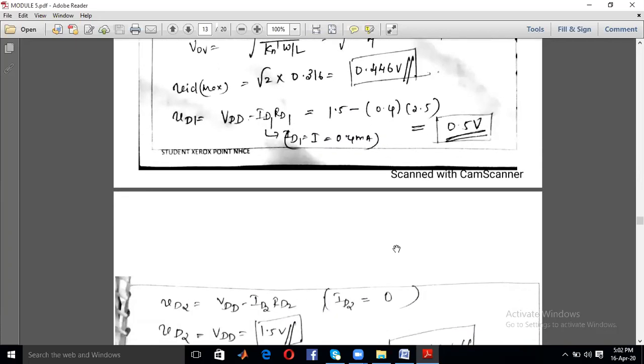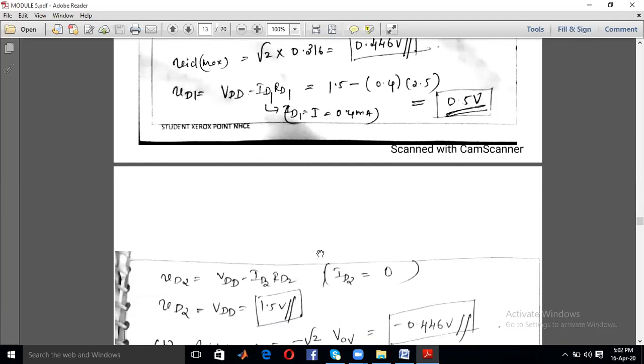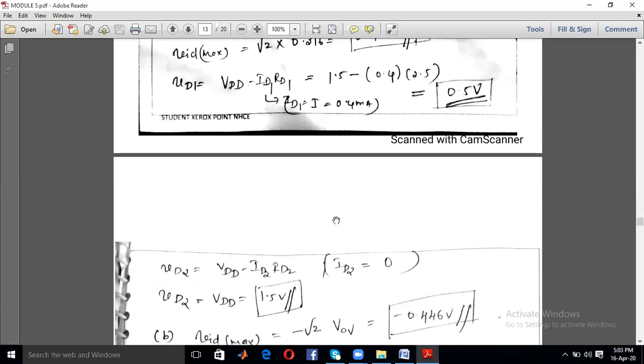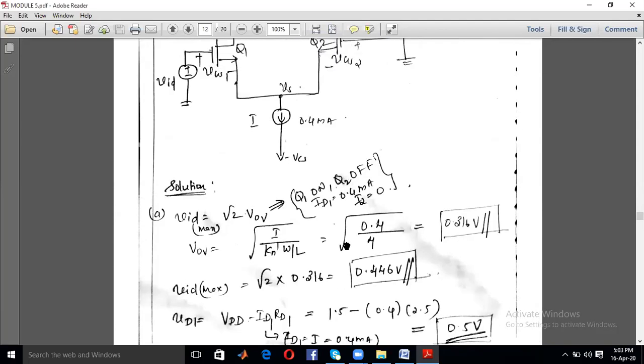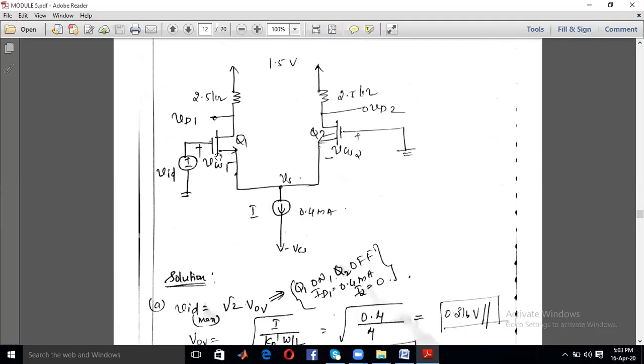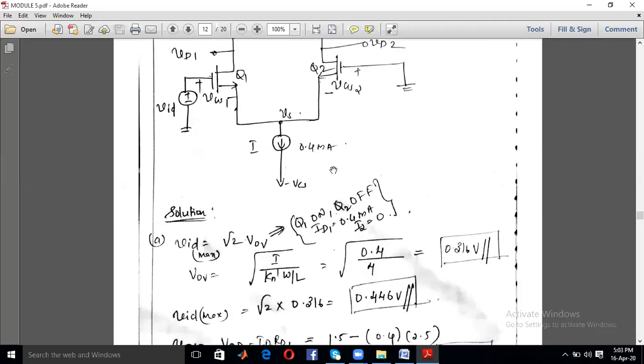So what is the output actually? It is VD2 minus VD1, that is 1.5 minus 0.5, that is 1 volt. Understood? So for the first case, you will have a 1 volt output. What is the first case? Q1 on, Q2 off. In that case, you are expecting 1 volt as the output.